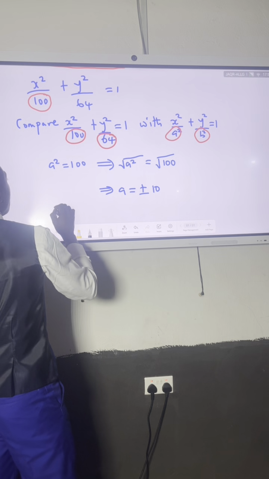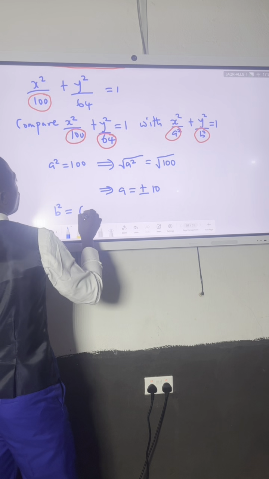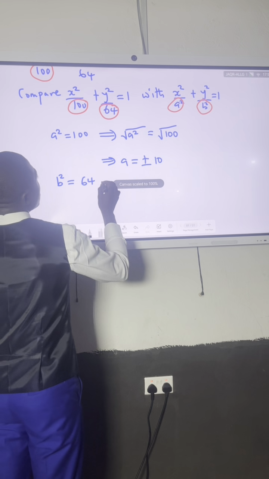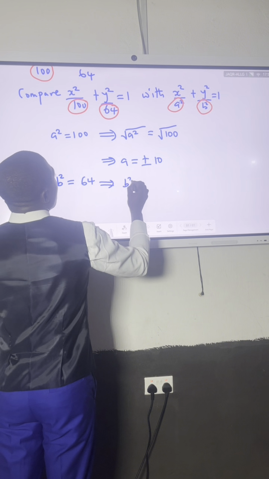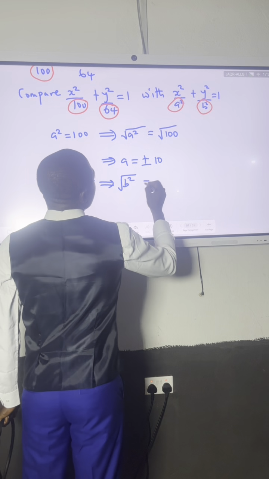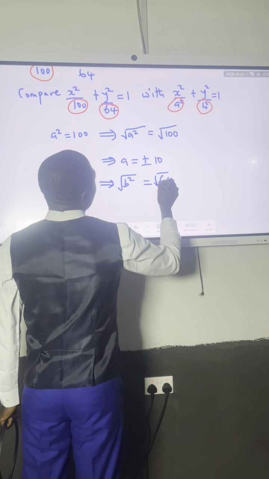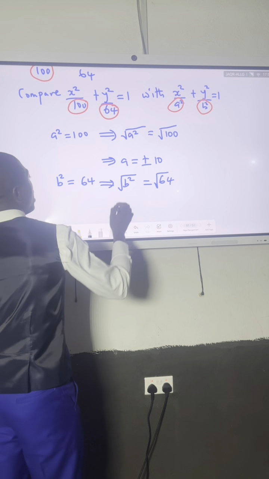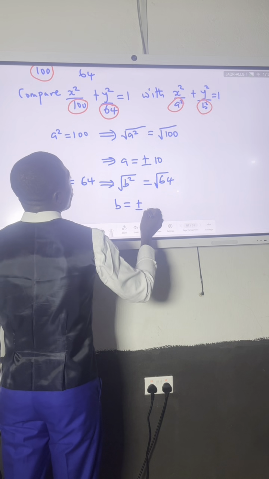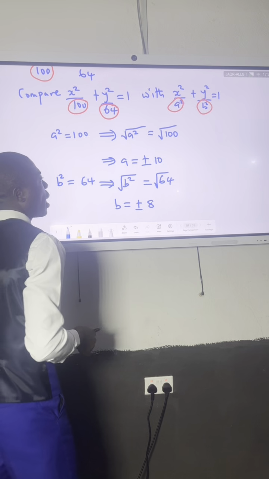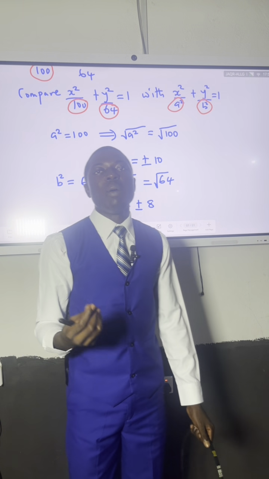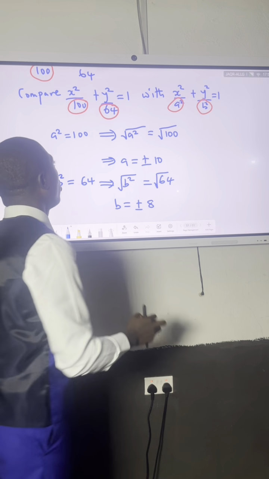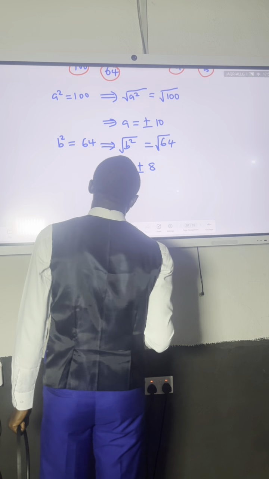Now, if you do the second comparison, you have b squared is equal to 64. Do a similar thing, take square root of both sides. We are going to have square root of b squared is equal to square root of 64. That means that b is equal to plus or minus 8. So we have found the information that we need to get the vertices. Let's write out the vertices first before we talk about the foci.